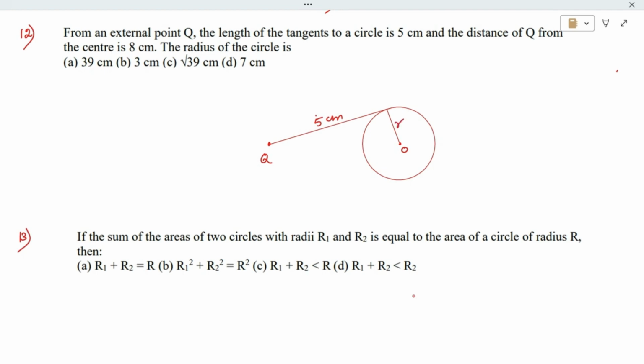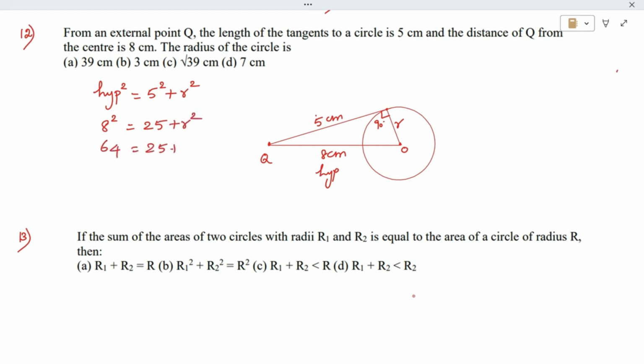So now they have also given the distance of Q from the center. I know the radius is always perpendicular to the tangent. So this is going to be 8 centimeter. This is 90 degree. So now I need to find the radius of the circle. Okay, so opposite to 90 degree will be hypotenuse. As per Pythagoras theorem, hypotenuse square is equal to sum of square of other two sides. That is 5 square plus r square. So what is hypotenuse? It is 8 square is equal to 25 plus r square. So 64 is equal to 25 plus r square.